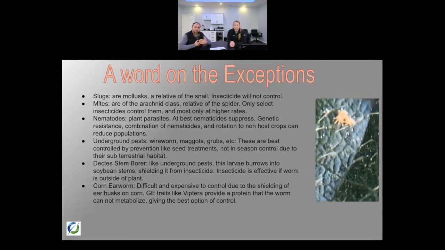And so we want to talk about these exceptions in a general sense: you either need to use a different product, or it needs to go into a different place, or be preventative and things like that. Like with corn earworm, new traits like Viptera and Leptra, to name a few, are above ground traits that will help target corn earworms. As you said, if they're not outside of the ear or outside of the plant, they're going to be hard to control.